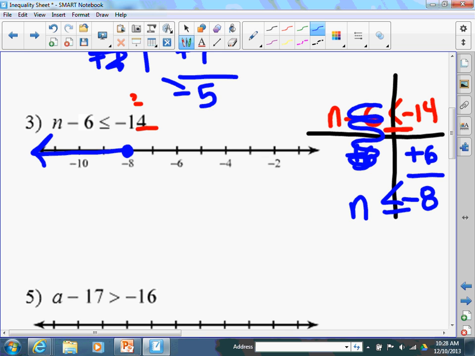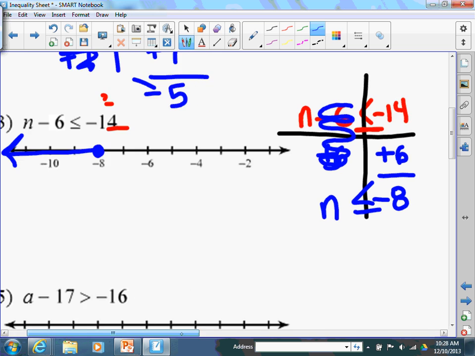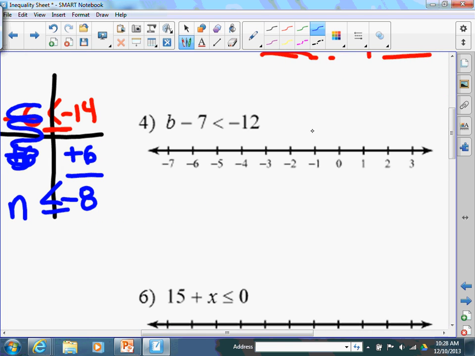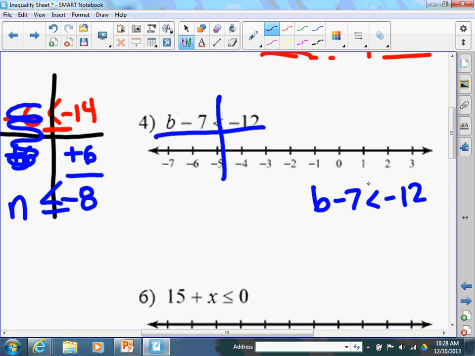Any questions so far? Okay, number 4. First check. Variable on the left-hand side? Yep, it's over on the left-hand side. Is there a negative in front of or below it? Nope, so we're ready to roll. So I'm going to come over here so I can do my scratch work. Nothing changes.